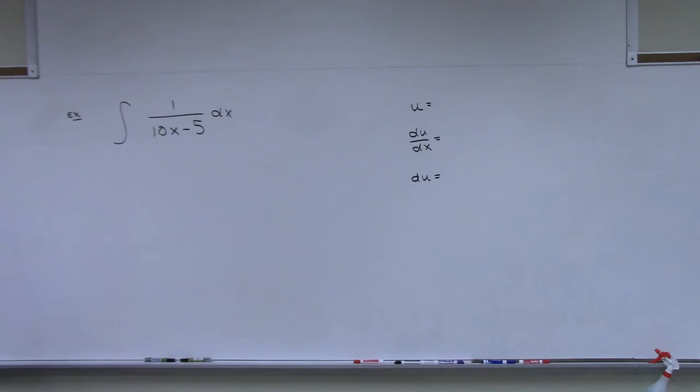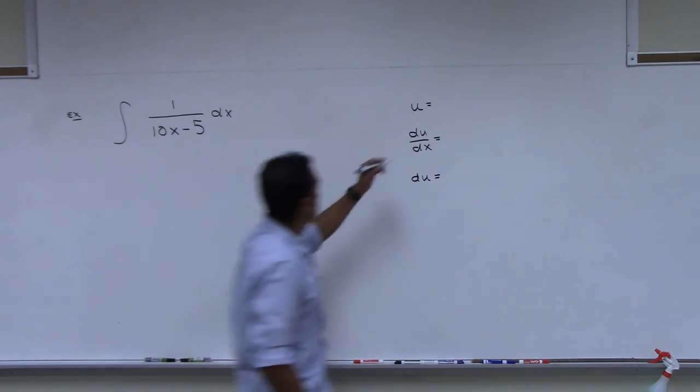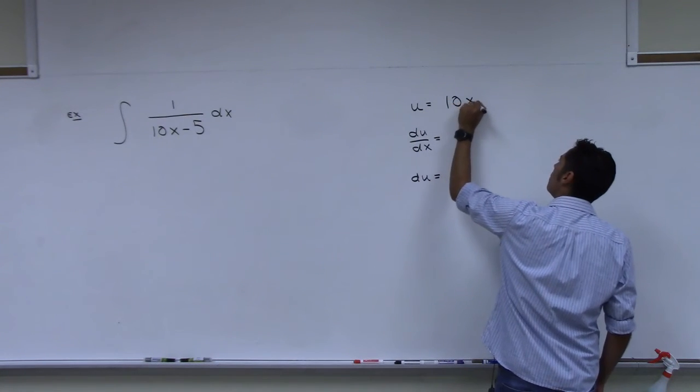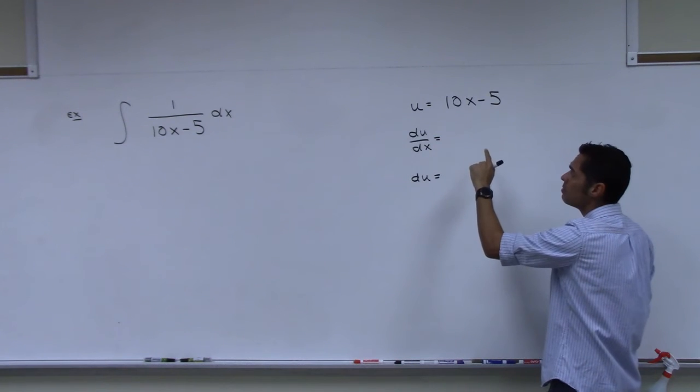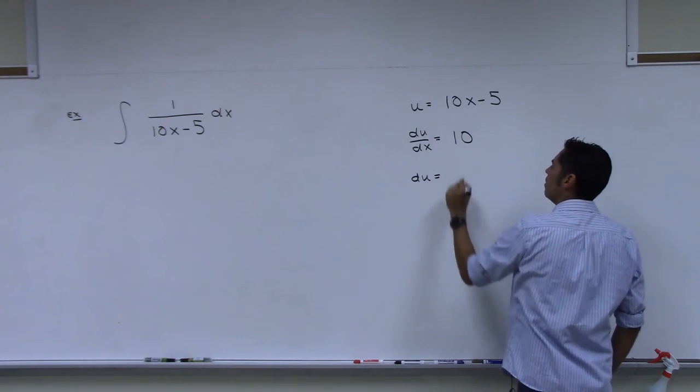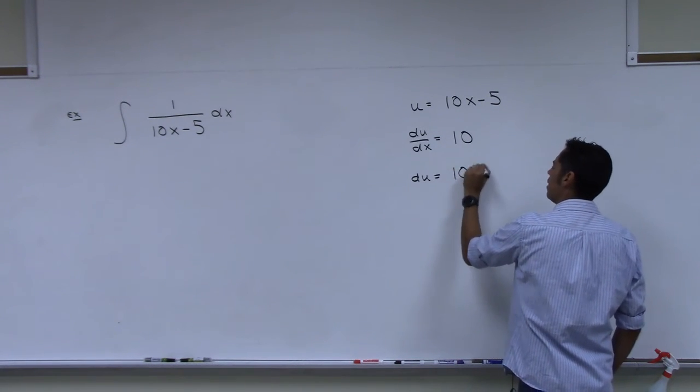10x minus 5. Do you see its derivative there? Let me jot it down real quick. You want me to use 10x minus 5. I don't know if this is going to work. What's the derivative of this? 10. Okay, which means this will become 10 dx, yes?